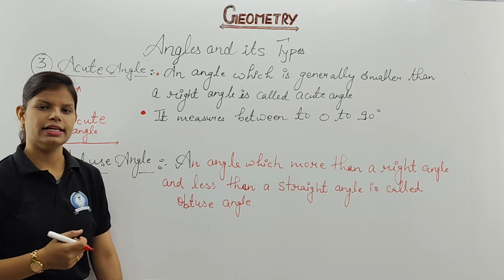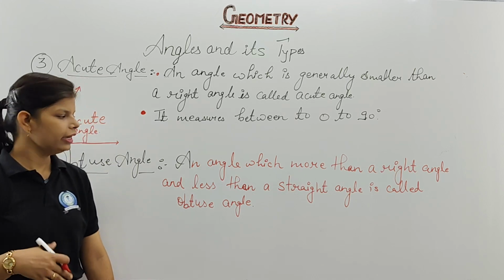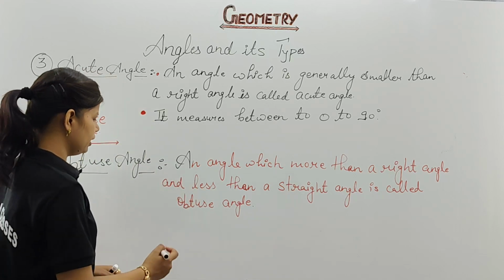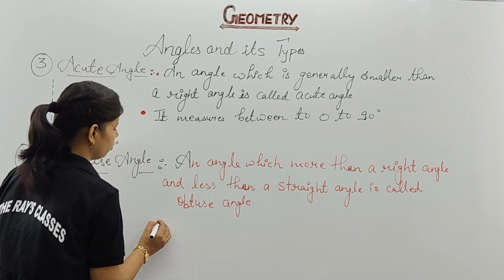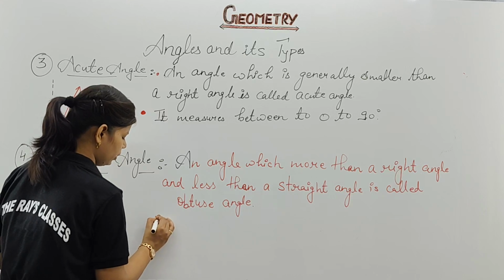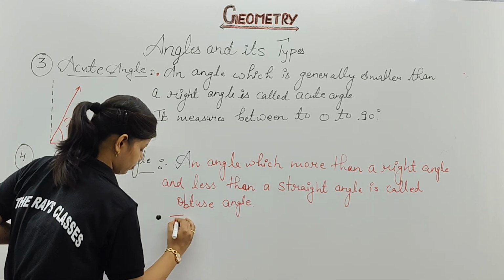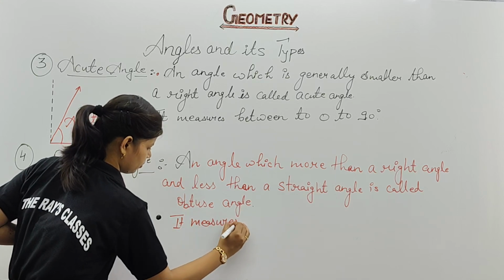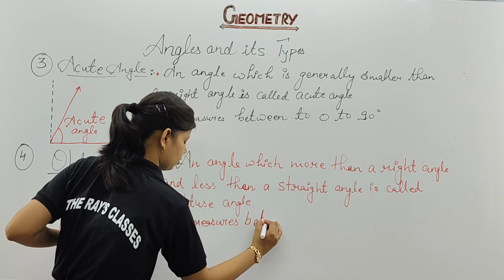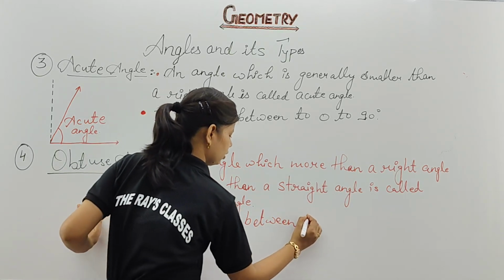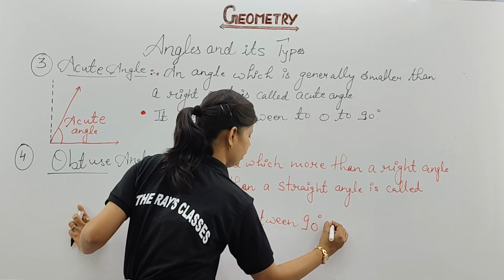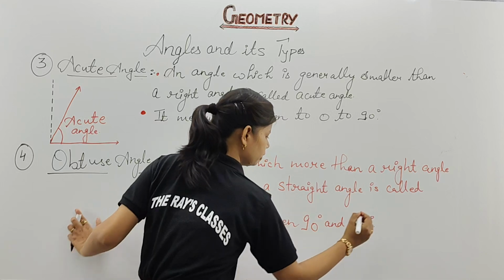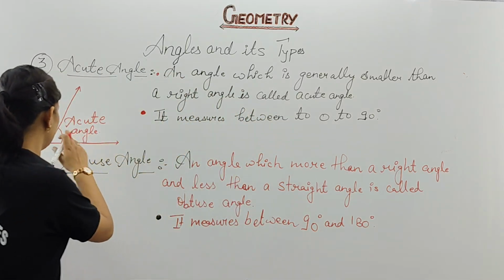Now, from here you can easily guess it measures from where to where? It measures from 90 to 180. Or you can write it measures between, this is your first point. Now please note down your second point, it measures between 90 and 180. Clear? That means before this one it is less than.